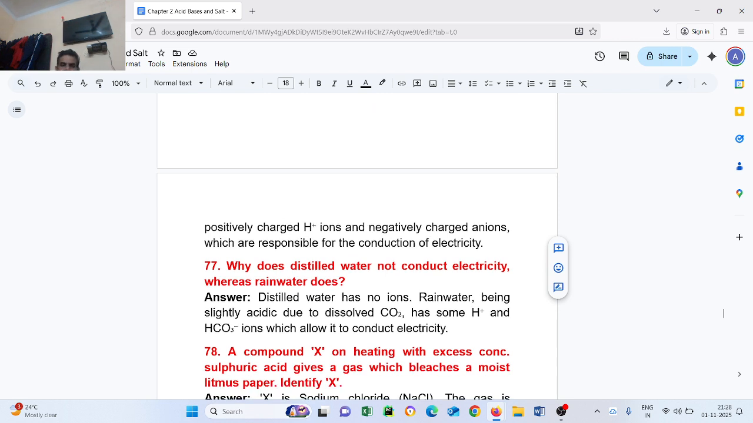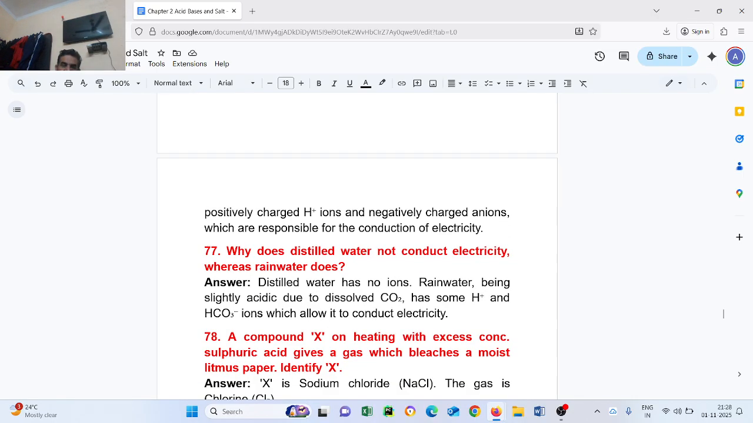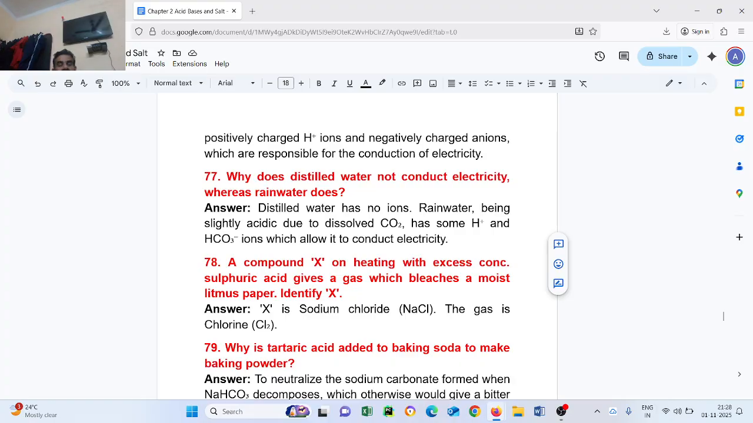Question number 77. Why does distilled water not conduct electricity whereas rainwater does? Distilled water has no ions. Rainwater, being slightly acidic due to dissolved carbon dioxide, has some hydrogen ion and bicarbonate ion which allow it to conduct electricity.